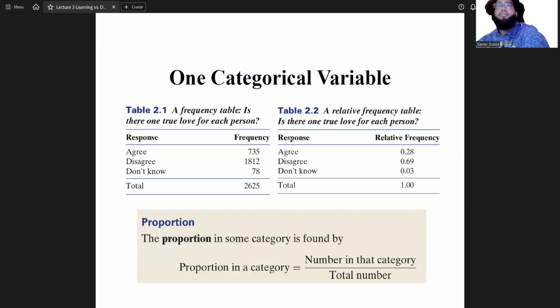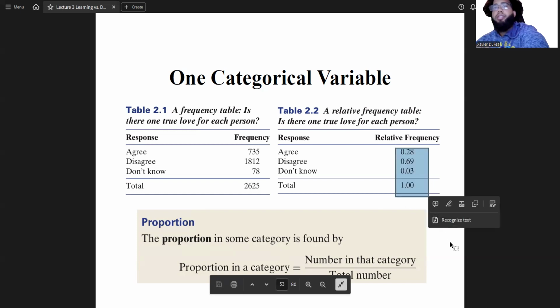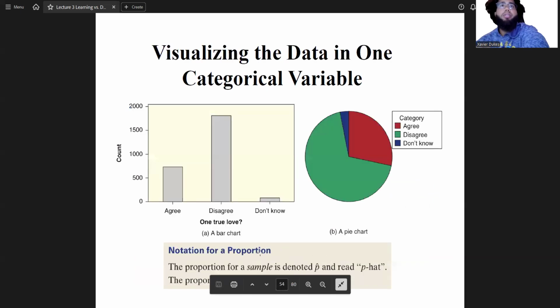What's that called? Quantitative. A proportion in some category can be found by, yeah, this is just telling you how to determine percentages and parts and things of that nature.